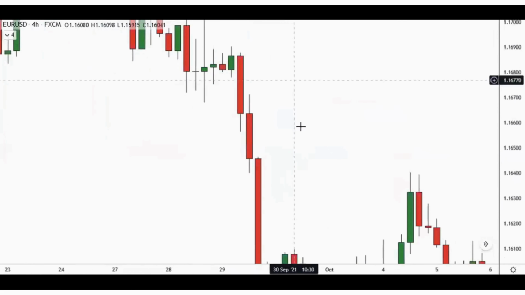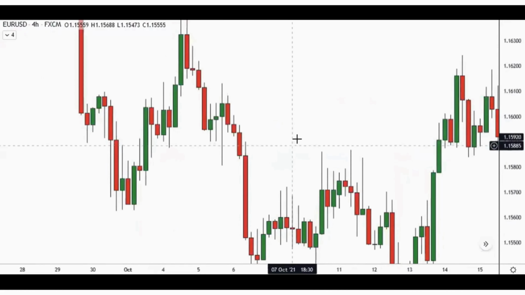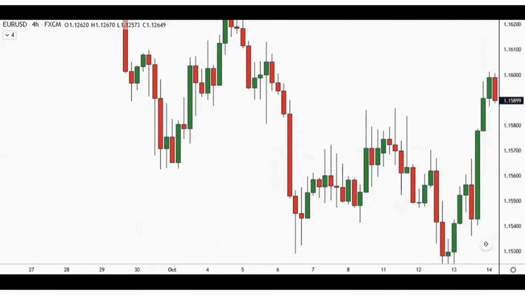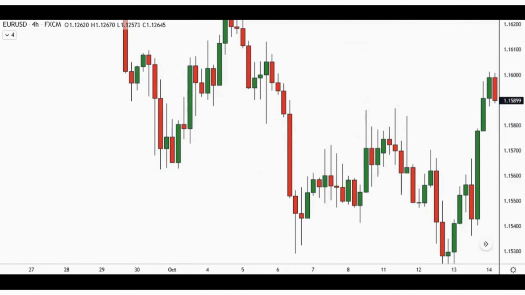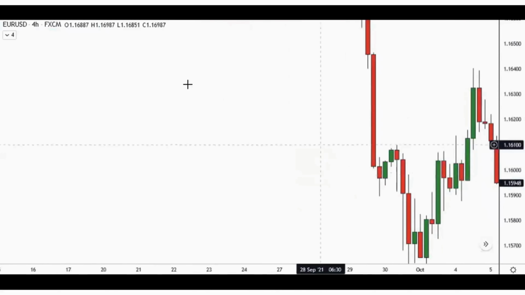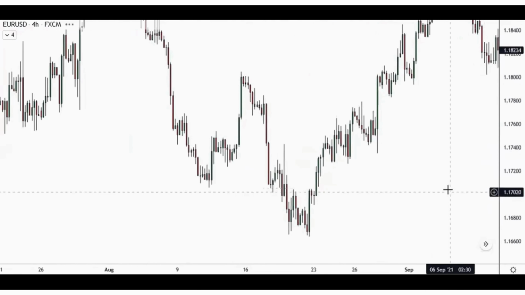Let's check more and more examples here. We have many small supplies here, but let's focus on some good supplies for now. Here as well, as you can see in the example, we have an impulsive move breaking this structure. The last up candle is here. Price comes back to the order block supply and then continues down. So we have seen multiple examples for supply. Now let's look for some examples on demand as well.